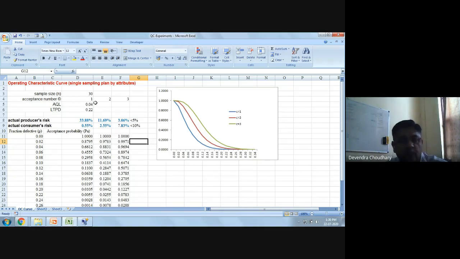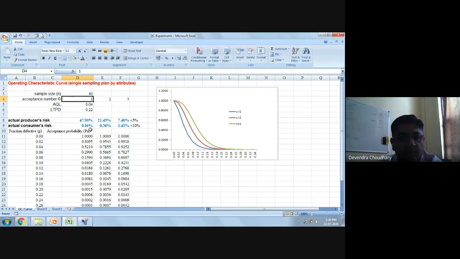So if I choose sample size 30 and acceptance number 3, then this situation satisfies both the producer as well as consumer, and such a single sampling plan would be acceptable to both the producer and consumer. If you put here 40, it will not be acceptable to anyone. Similarly, if you put 20, it will again not be acceptable to anyone.